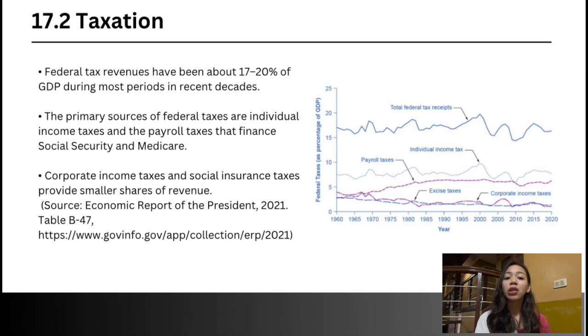And second is the primary sources of federal tax revenue. The government collects taxes from different sources. The most significant ones are individual income taxes, which are the largest share, collected from wages and salaries of individuals. Second is payroll taxes, specifically used to fund social security and Medicare. Third is corporate income taxes paid by businesses, but this has declined as a share of GDP over time. And the last one is excise taxes, or taxes on goods like fuel, alcohol, and tobacco.